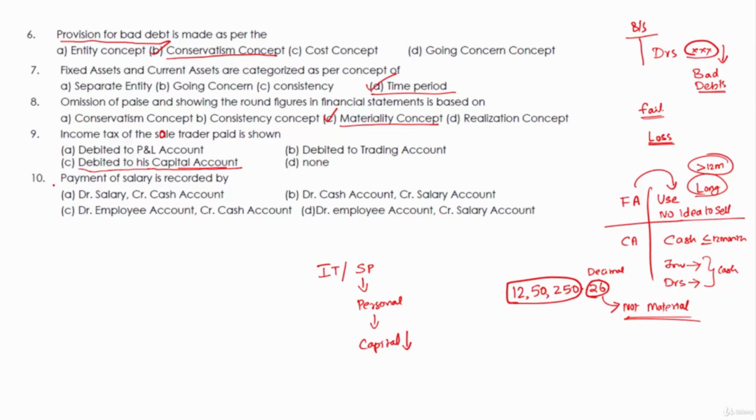Right? Next, item 10. Payment of salary is recorded by which entry? Debit salary, credit cash; debit cash, credit salary; debit employee account, credit cash; debit employee account, credit salary account. See, salary, first of all, identify it is a nominal account. Salary is an expense. Debit all expenses. So salary account should be debited. And what is going out? Cash is going out. Cash comes in a real account. Debit what comes in, credit what goes out. Cash is going out, so we'll credit cash account. So salary account is debited, cash account is credited, and we have that here: debit salary, credit cash account.